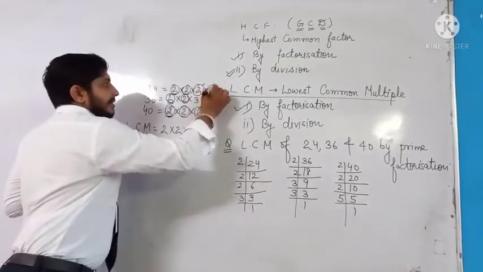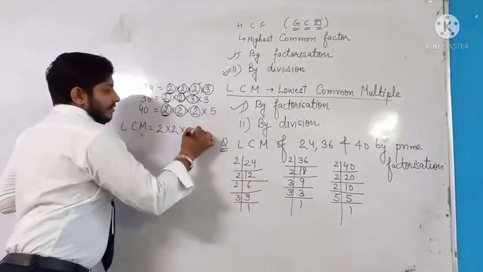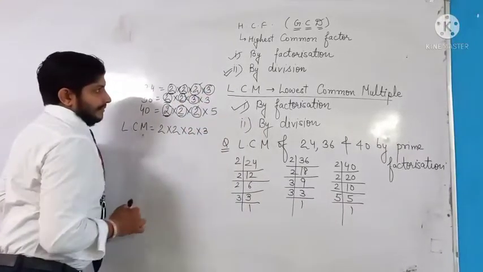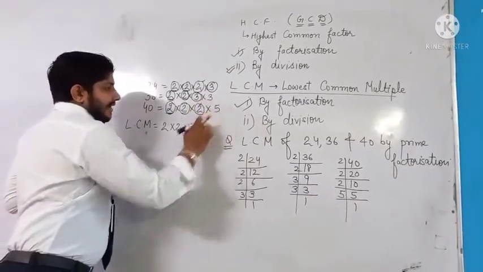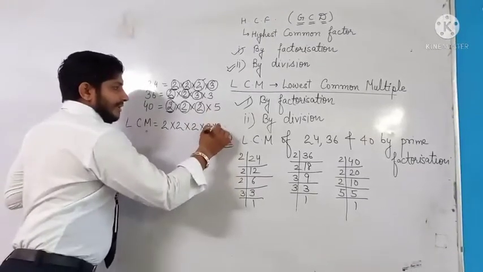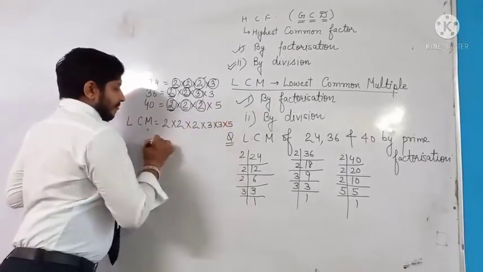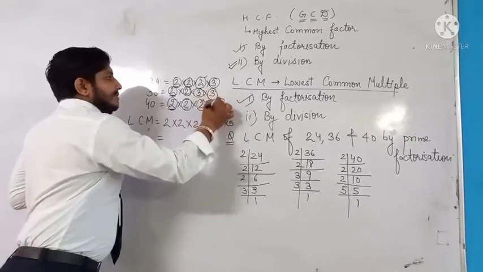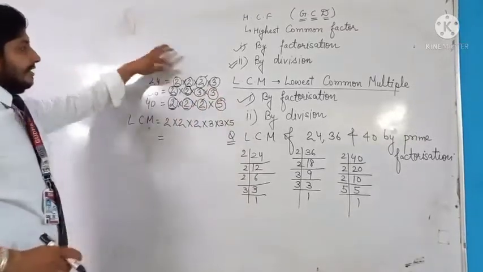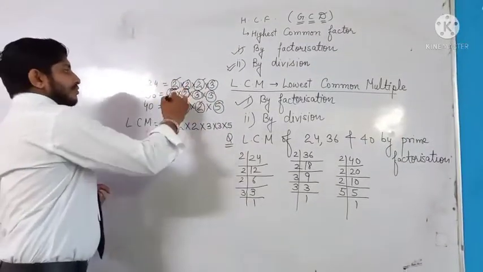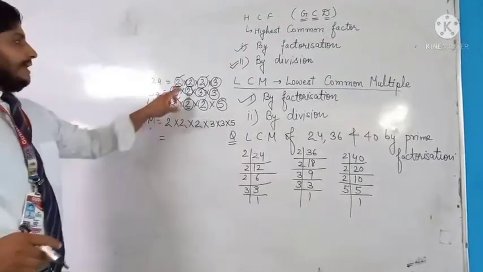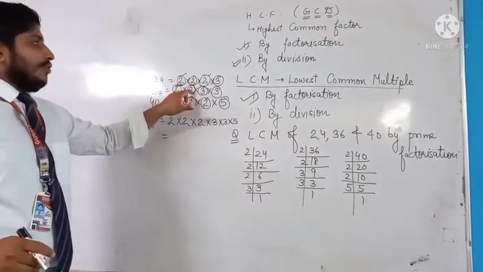Then here 3 and here 3. We write one time 3. Then this 3 is left and 5 is left. We also write them in multiplication. Means the single factor that was common in all three, we write only one time. Again that 2 is in common in all 3.